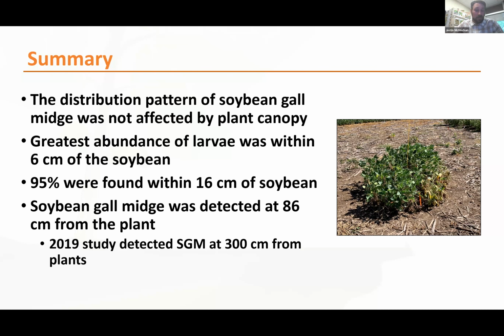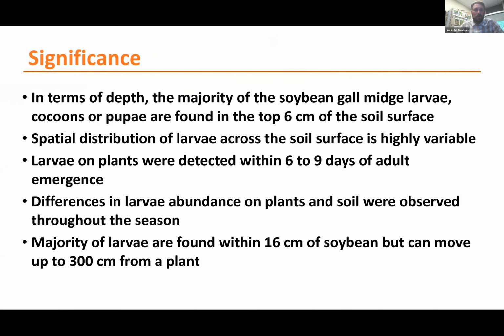The 2019 study was just 2 rows planted and then parallel sampling away. And we detected soybean gall midge at 300 centimeters. So that's a good 10 feet. That's the furthest samples detected. Very low occurrence out at those spaces, and there was some lack of presence in between those, but an indication they could move as far away as 10 feet or 300 centimeters from the source plant.